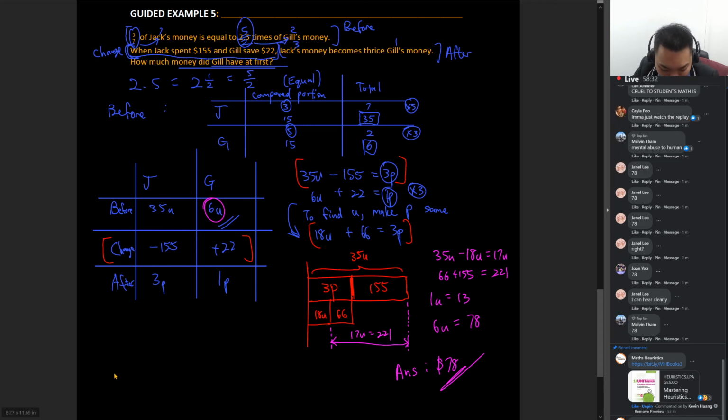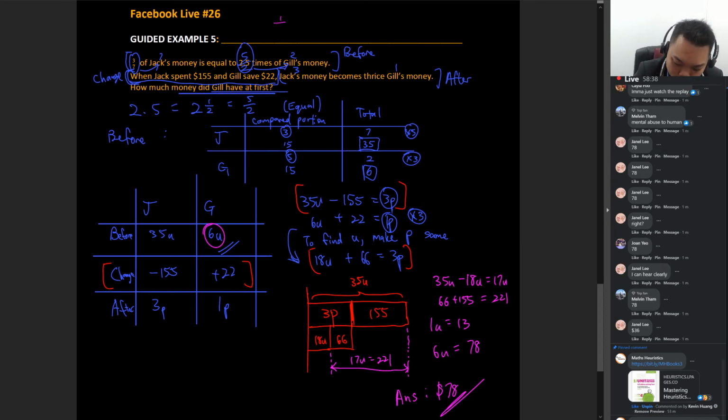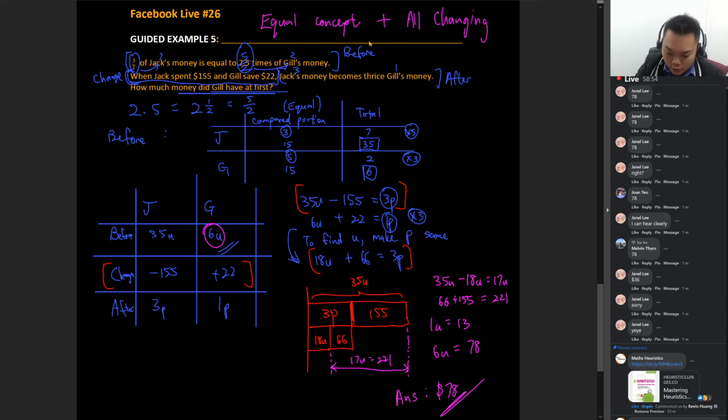Okay, so anyway, coming back to this, this requires a combination of heuristics. This one is on equal concept, with all changing. And certain other questions will also require you to probably use something like repeated identity to simplify the problem first, and then followed by single unchanged quantity or something along those lines.